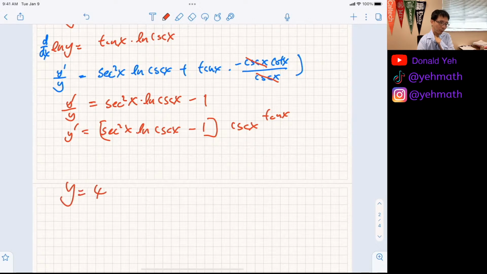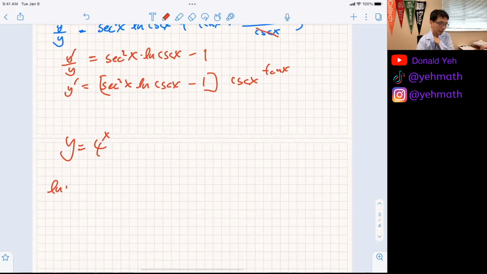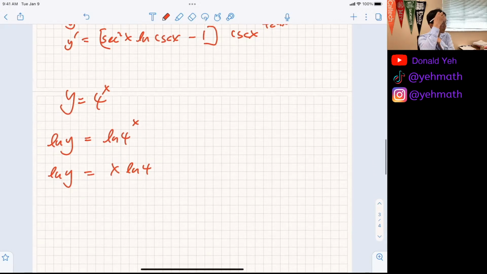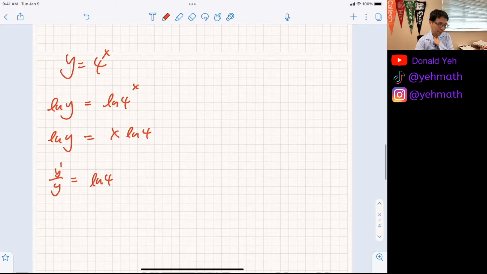How do I take a derivative of 4 to the x? ln both sides, good, but this one's kind of tricky because that's going to be ln of 4 to the x, so ln y equals x ln 4. So it's y prime over y. What's the derivative of x ln 4? Just ln 4, right? So y prime equals ln 4 times 4 to the x.